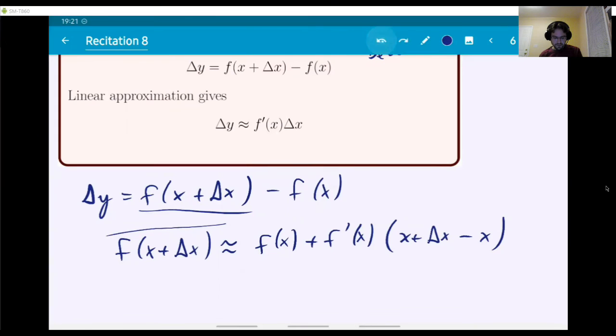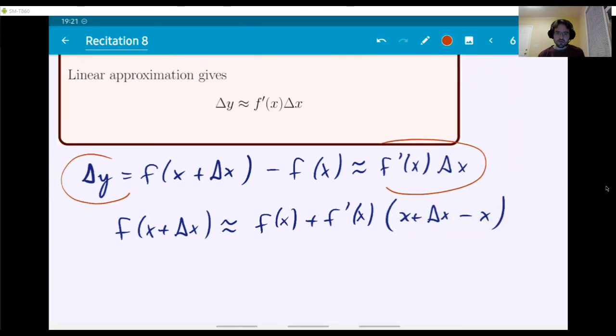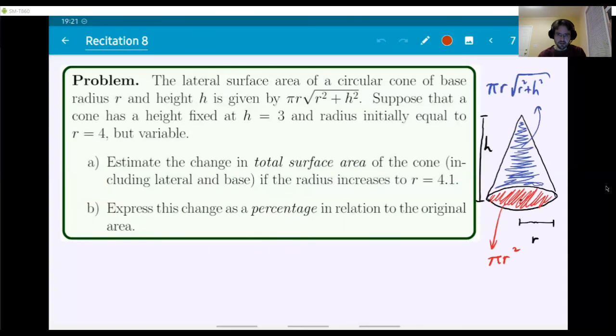So what do you get? This is going to be approximately f prime times, and what is x plus delta x minus x? That is just delta x. So you can see that this is the formula that I have above. It comes from linear approximation. You don't have to think of this as a new formula. It's just a shorthand. It's just easier and quicker if you remember that. But let me do one example of a problem that does this.